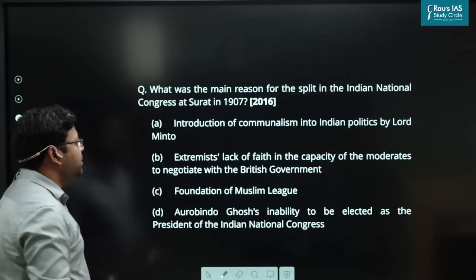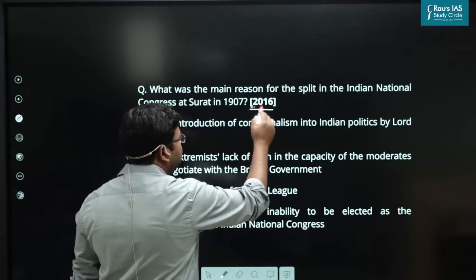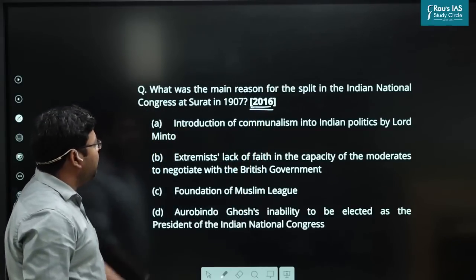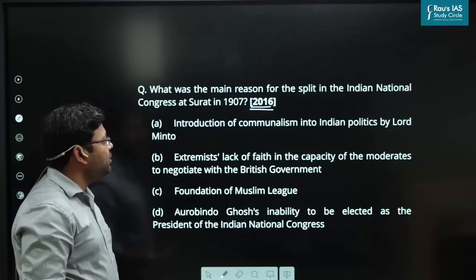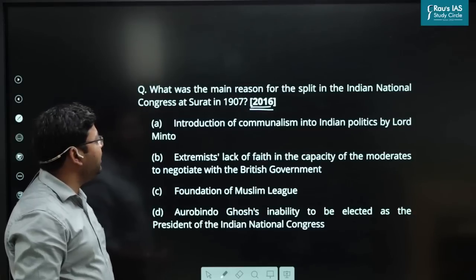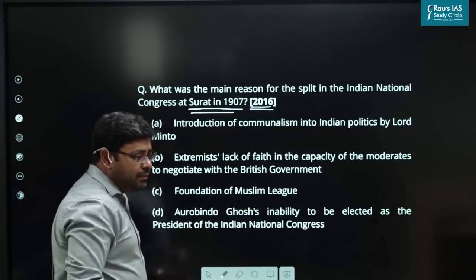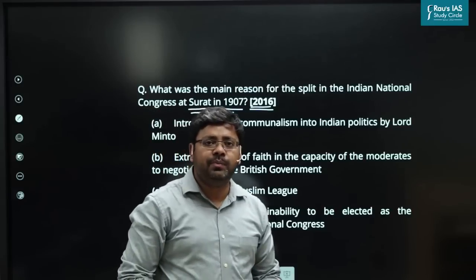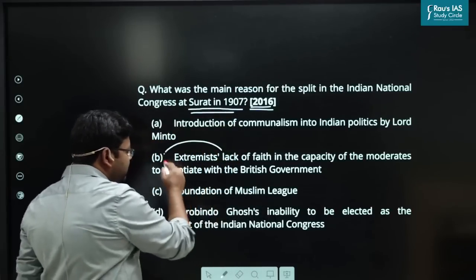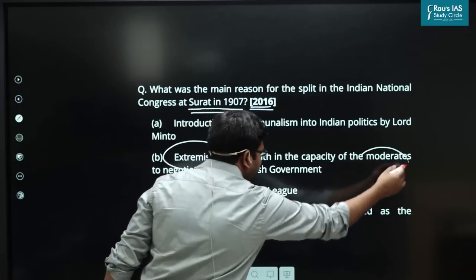The first question is from UPSC 2016. The question says, what was the main reason for the split in Indian National Congress at Surat in 1907? We know that in Surat there was a split between the extremist and the moderate leaders.